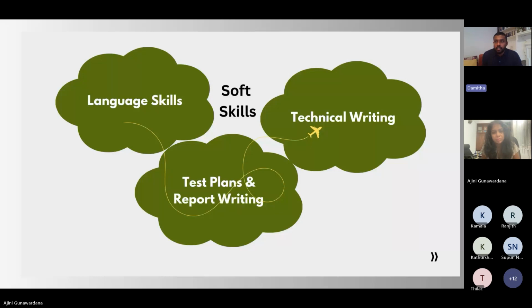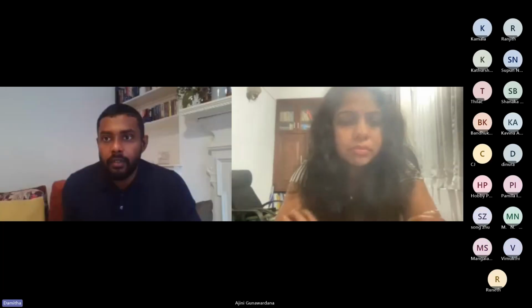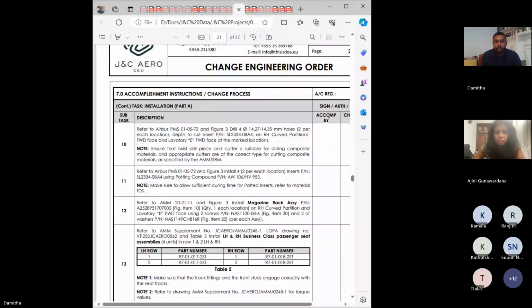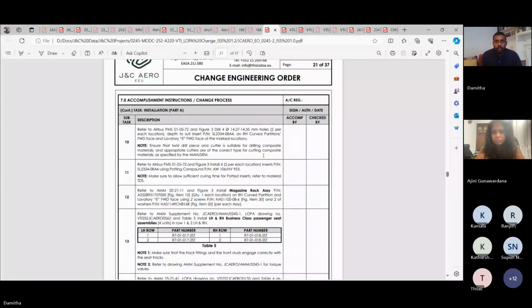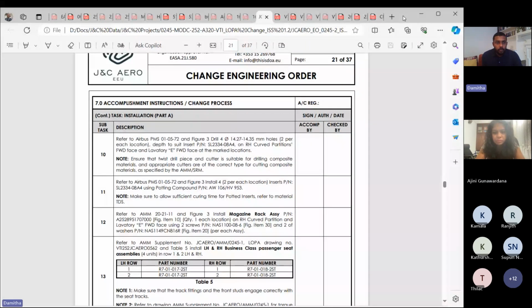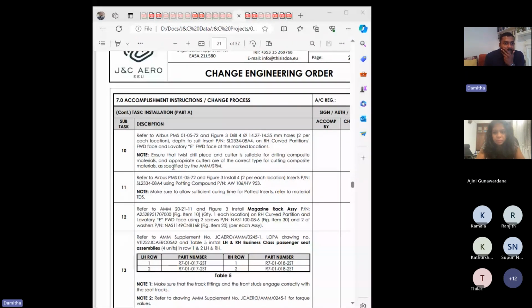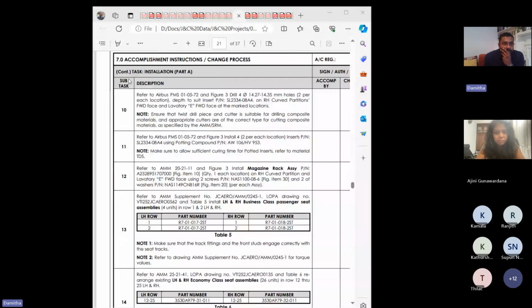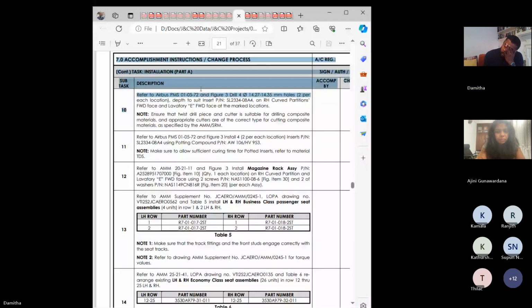Okay, if I share this, give me a second, because it's better if I can show you. Can you see my screen as a full screen? Yes. Okay. So let's take a quick instruction. The first one: refer to Airbus PMS. Blah, blah, blah. PMS stands for process... okay, I can't remember, I'm sorry.